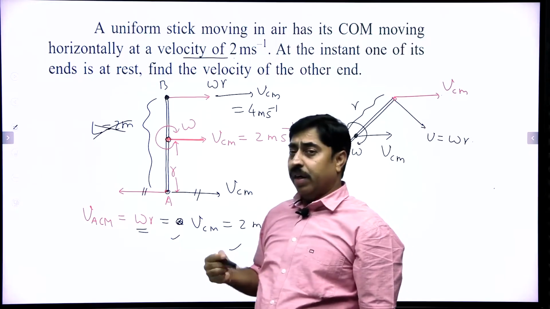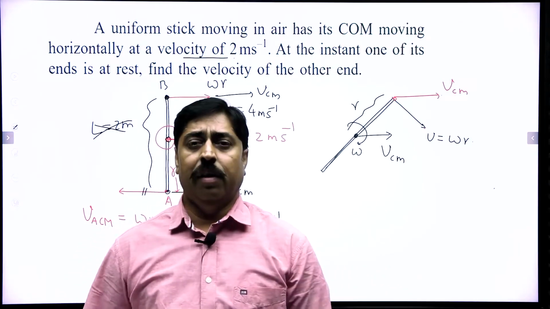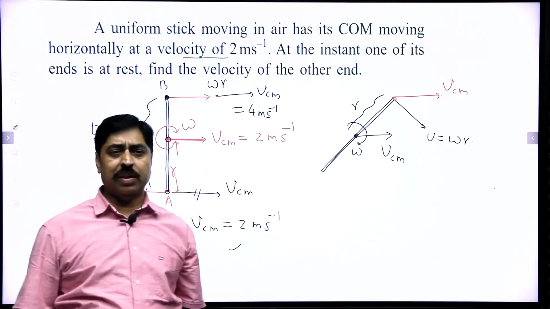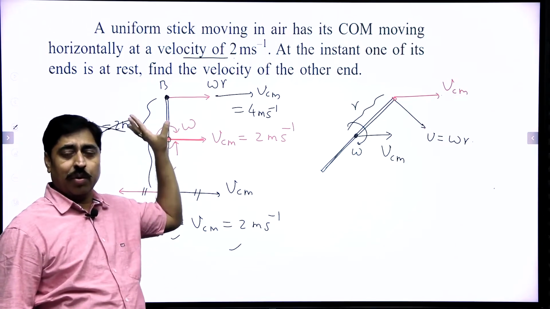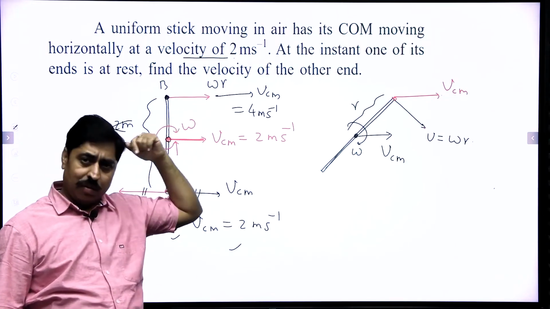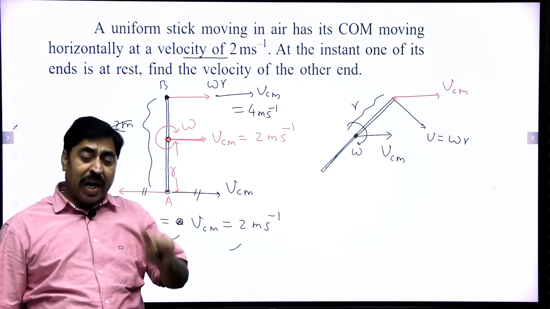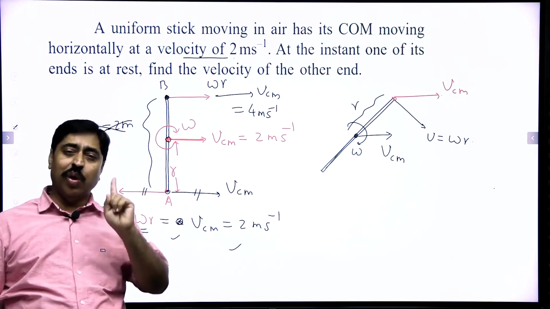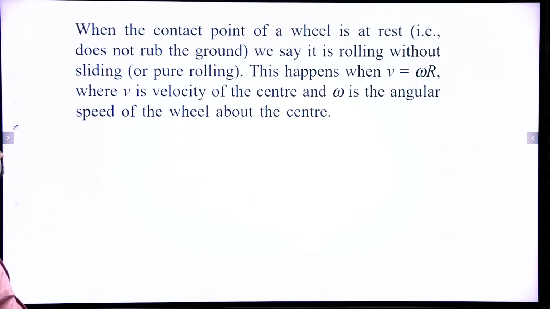So any complicated motion of a rigid body is always understood as a combination of two motions. One, center of mass is translating. Sit at the center of mass and you will see rotation. You can write the velocity of any point using the concept of circular motion, and to that velocity add the velocity of center of mass, do vector addition, and you will get the resultant velocity of any particular point.